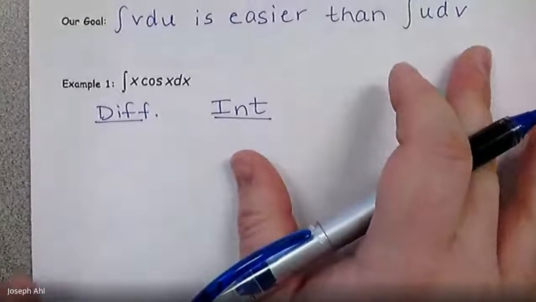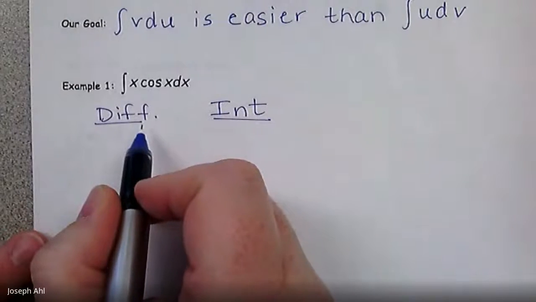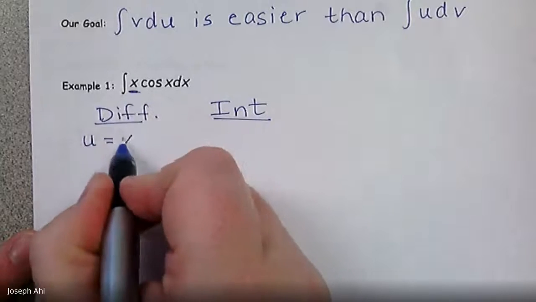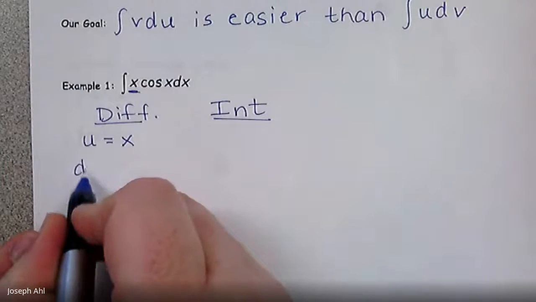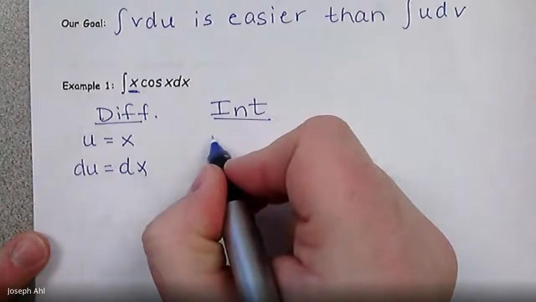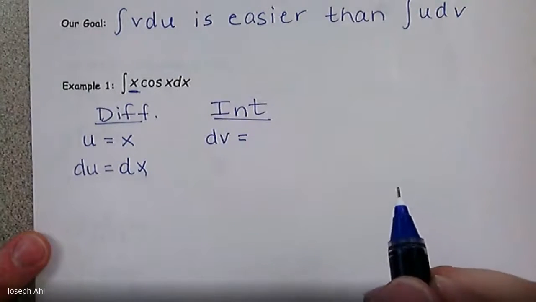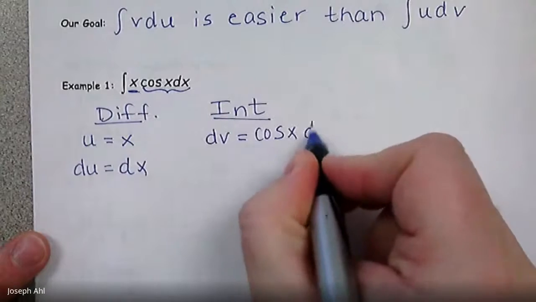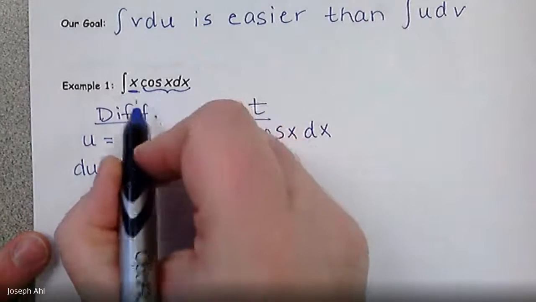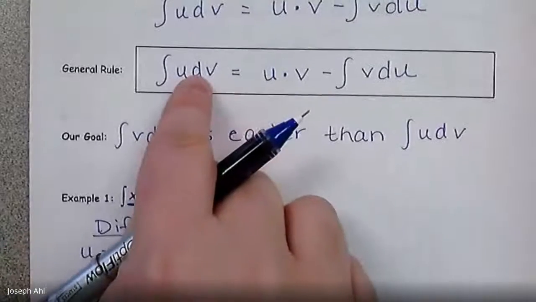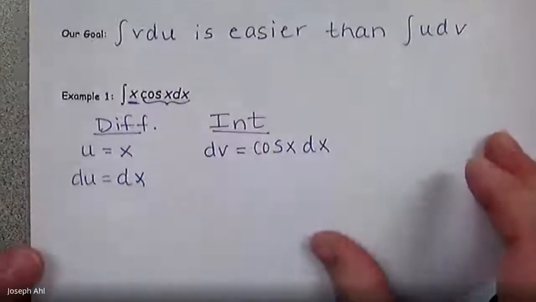So at a quick glance, what would make sense for this example is let's let u equal this quantity x, because then du is quite simply dx. On the other side, I'm going to let dv equal the remaining quantity, cosine of x dx. Okay, so here's our u, here's our dv. So you can see how that product is what we have, and that's what we're trying to integrate.